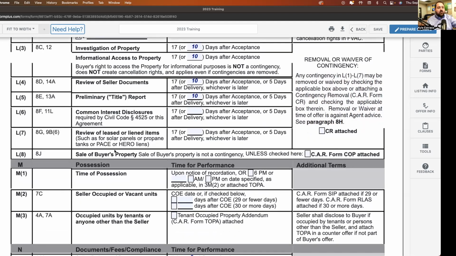That's a difficult thing to change, how quickly we can get these disclosures and the information on the leased or lien items like solar panels and HERO programs and PACE and all those things, right? That information sometimes takes a long time to get. The solar companies especially are sometimes a little difficult to deal with, and they take time to get that information to us to share with the buyer. So even as buyer's agent, I may not shorten these two, even if I'm shortening these two. Does that make sense?